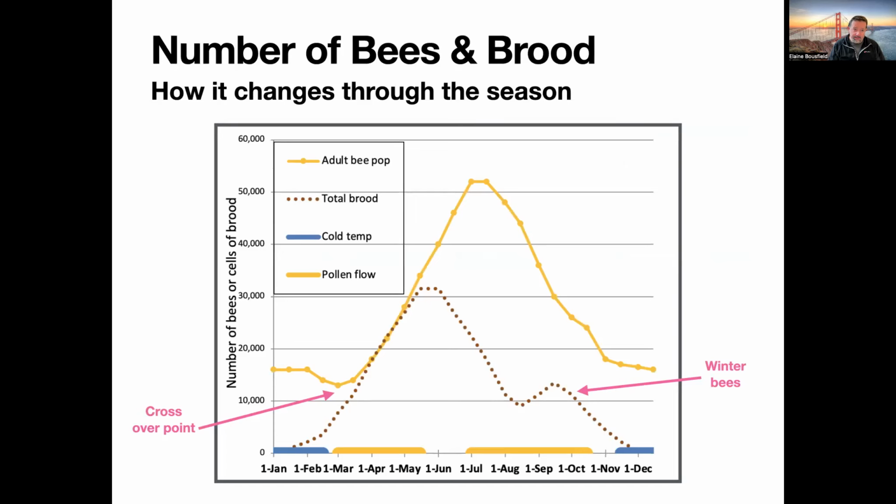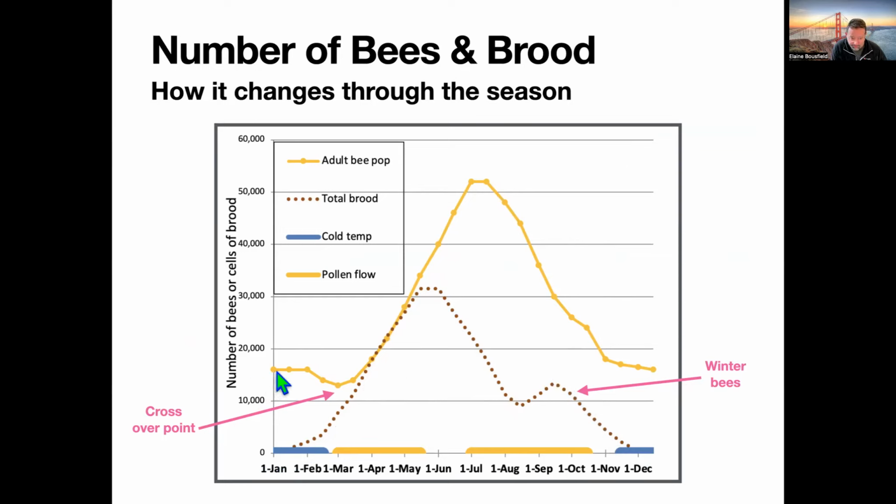Colony dynamics, the changing population across the year. So this chart here, the yellow line is the number of bees in the hive, starting off the 1st of January and going across to the end of the year. And obviously you can see the peak time is in the middle of the summer. The dotted line is the brood in the hive, all of the brood, the eggs plus the larvae and the pupa.